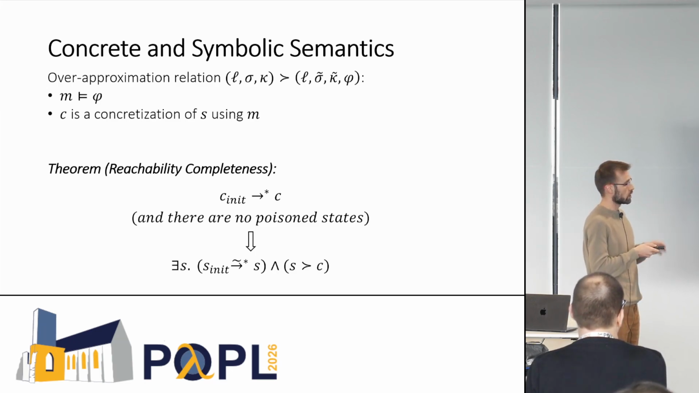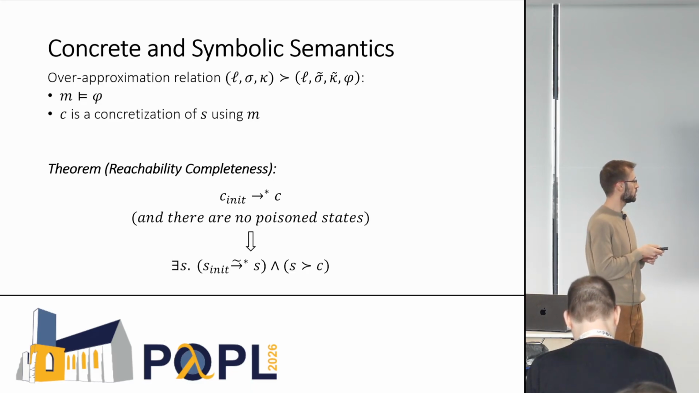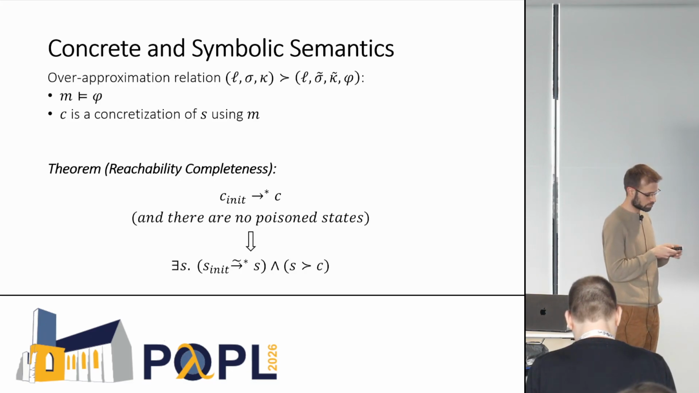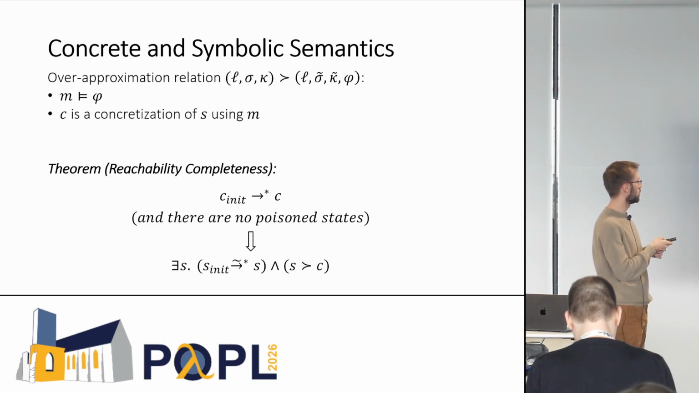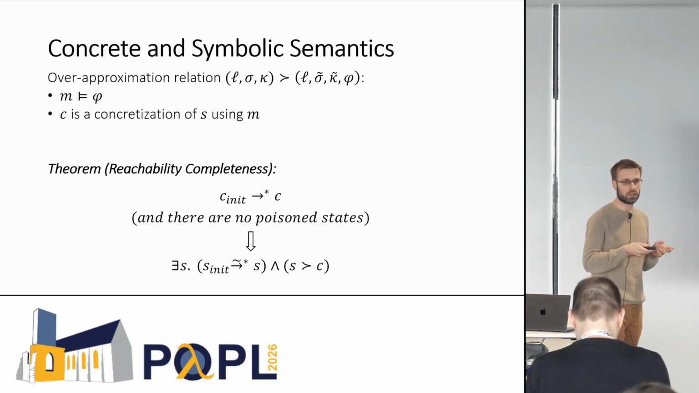And now we would like to relate somehow the concrete and symbolic semantics. So first we want to relate the states. We say that a symbolic state over-approximates a concrete state if the concrete state can be obtained by evaluating an SMT model on the components of the symbolic state, while this model has to satisfy the path constraints.